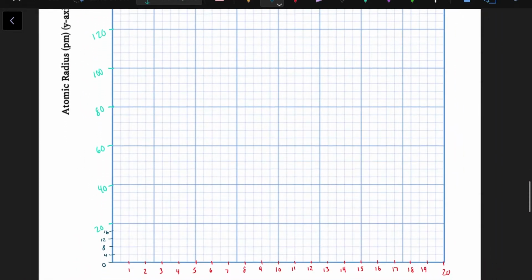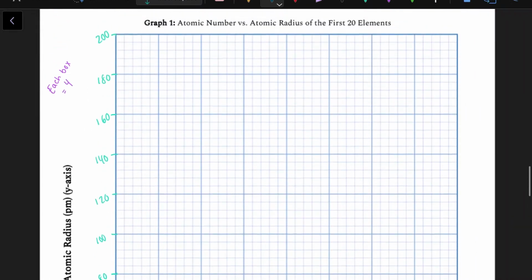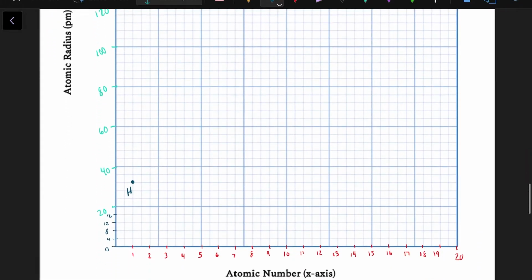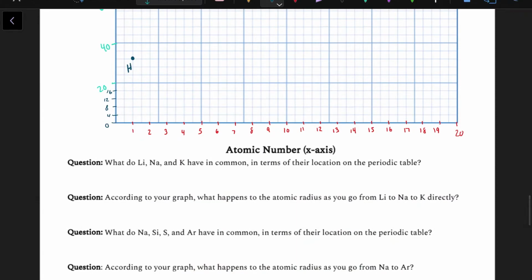So we learned from Table S that hydrogen has an atomic radius of 32, which is about right there. So we'll make our dot and we'll label that as H. You'll do the same for the next 19 elements, and you will draw a line to connect all of them together. Just FYI, each box is equal to 4 units. So that's how we were able to fit everything in. Once you graph all 19 other data points, you'll get this cool looking curve.